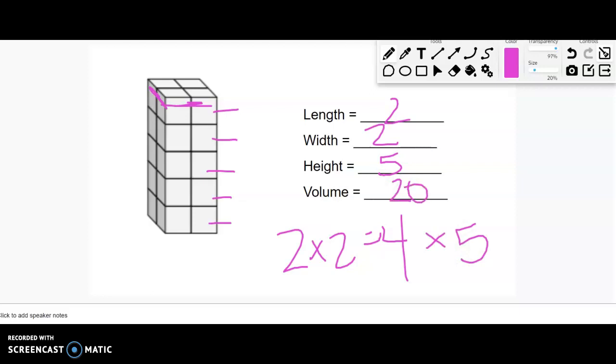Now I could multiply them in a different order. I could say, okay, this is 1, 2, 3, 4, 5 tall. 5 by 2 is 10. And then I have 2 sort of stacks next to each other. So again, it equals 20.